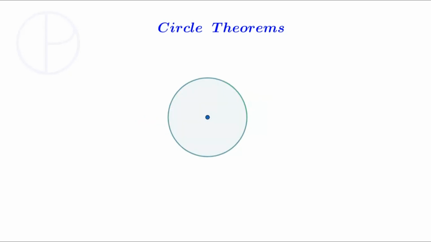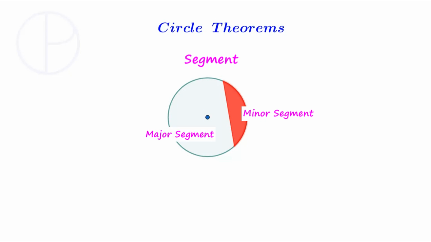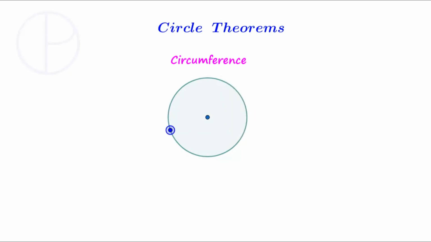If a chord divides the circle into two regions, each region is called a segment. The segment with the smaller area is known as the minor segment, and the segment with the larger area is known as the major segment. The circumference of a circle, which is the same as its perimeter, is the total length of the boundary of the circle.